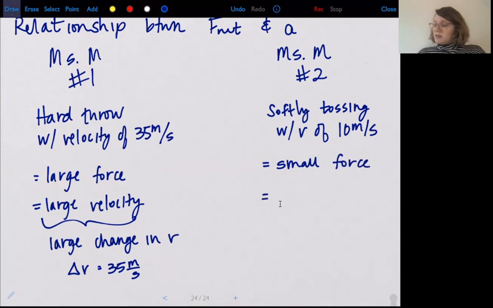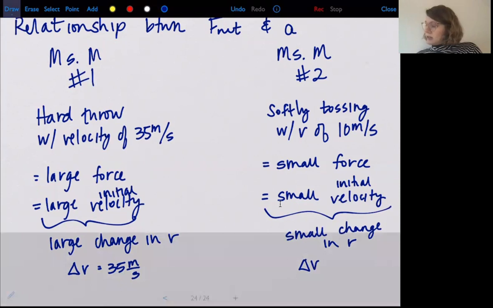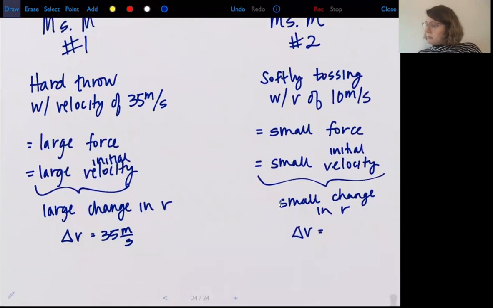That means that when the ball leaves my hand, it has a small initial velocity. I forgot to write that earlier, initial velocity. More importantly, that means that it has a small change in velocity, right? My delta V, if the initial velocity is 10 and the final velocity is 0, my change in velocity is going to be 10 meters per second. Okay, why am I going over all of this?